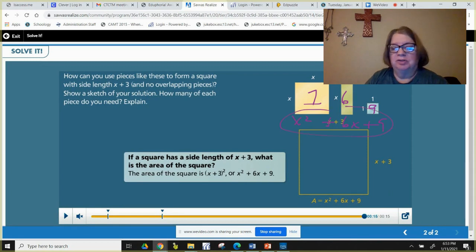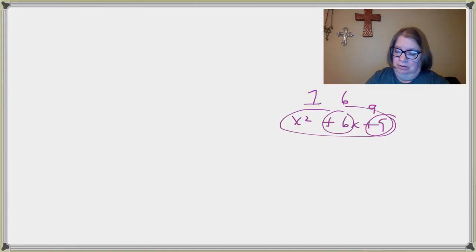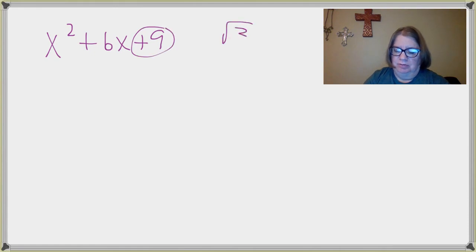This is called a perfect square trinomial because 9 is a perfect square. What's the square root of 9? 3. And then 3 times 2 is 6. When you have a perfect square trinomial, let's look at some of those. So we said x squared plus 6x plus 9 because the square root of 9 is 3, and 3 times 2 is 6, which is your middle term.